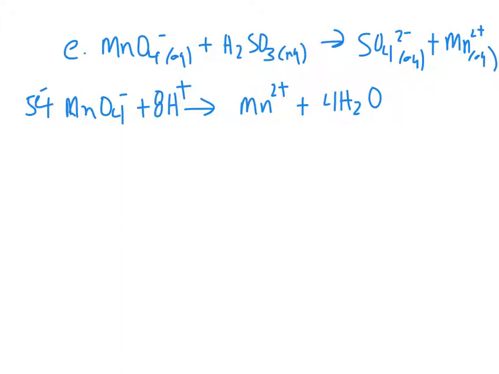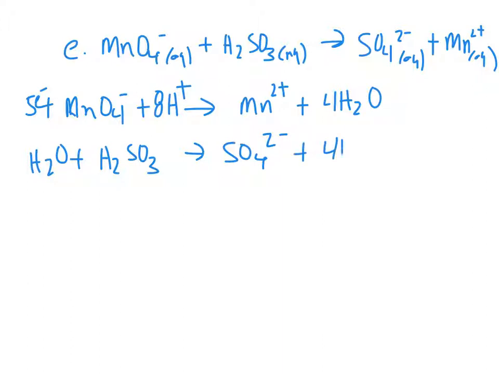With the H2SO3 yielding SO4 2-, again, my sulfur is balanced, but I need an H2O over here to balance the oxygen. And I now have a total of 4H+ needed on the right side to balance that as well. Looking at my charge, I have a total charge on the right side of a +2, so I will add 2 electrons. And this is a classic manganese reaction where I have one using 5 electrons, the other using 2. So my least common multiple is going to be 10.